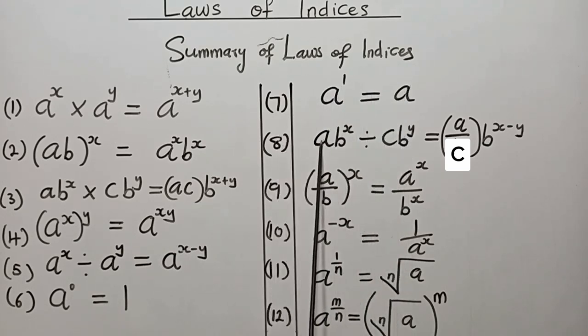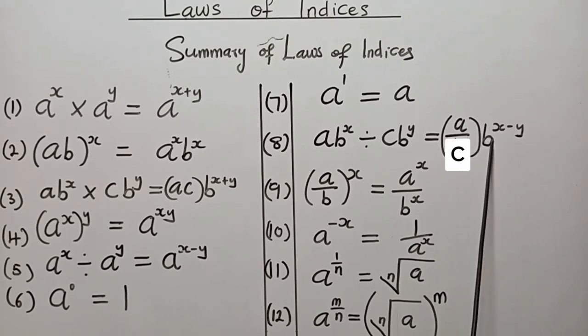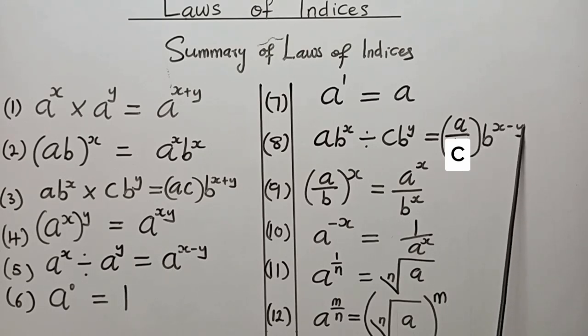Number 8: a to the power x divided by b to the power y is equal to a over b all to the power x minus y. Number 9 says a over b all to the power x is equal to a to the power x over b to the power x. Number 10 says a to the power minus x is equal to 1 over a to the power x.